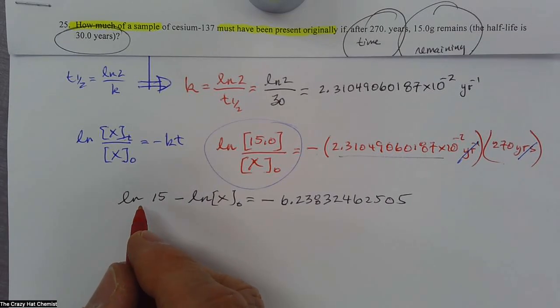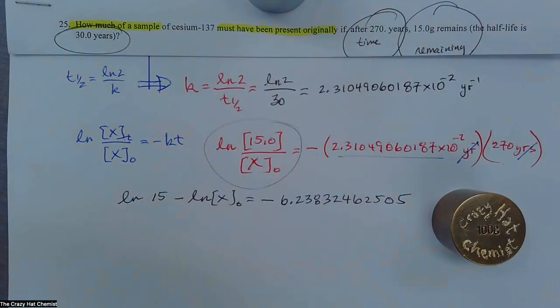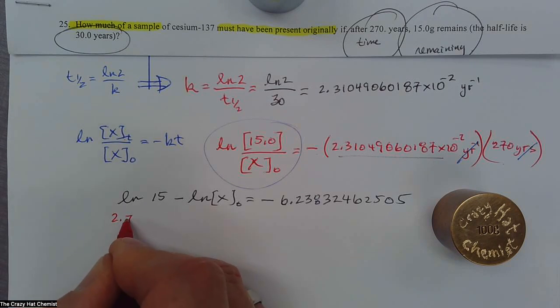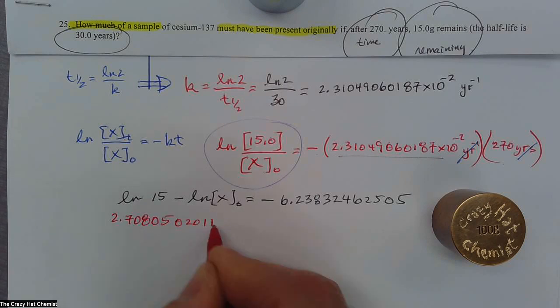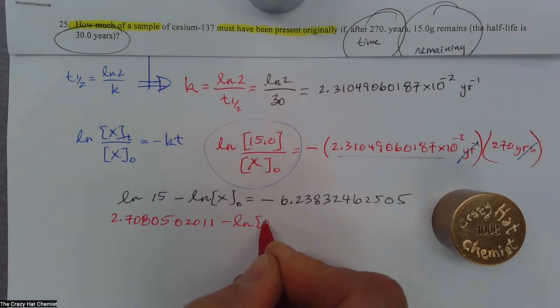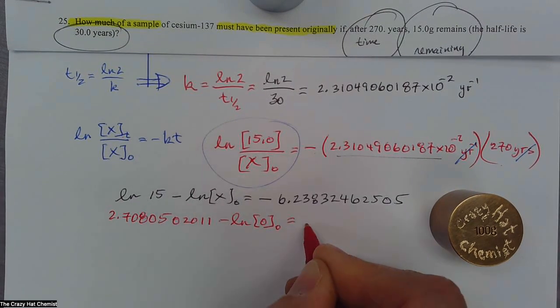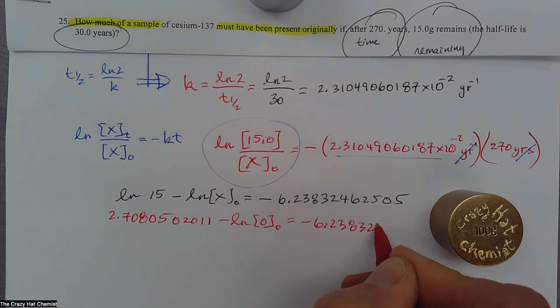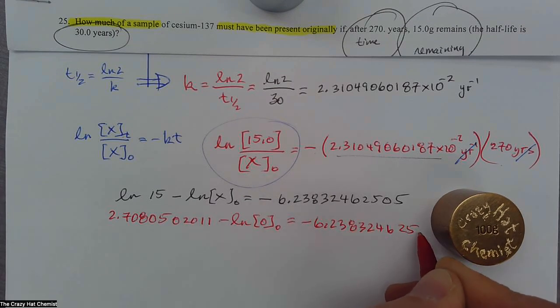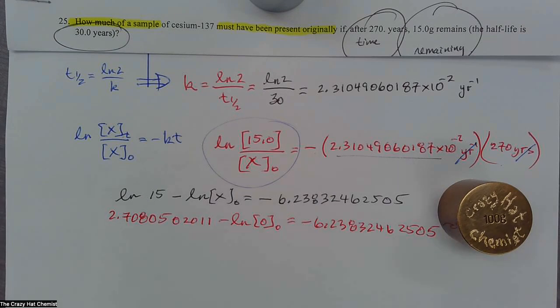That's going to equal a number. And so we're going to get the natural log of 15. That's 2.7080502011 minus natural log x sub naught is equal to this other number, negative 6.23832462505. It's much easier when you don't have to read it off your calculator, isn't it?